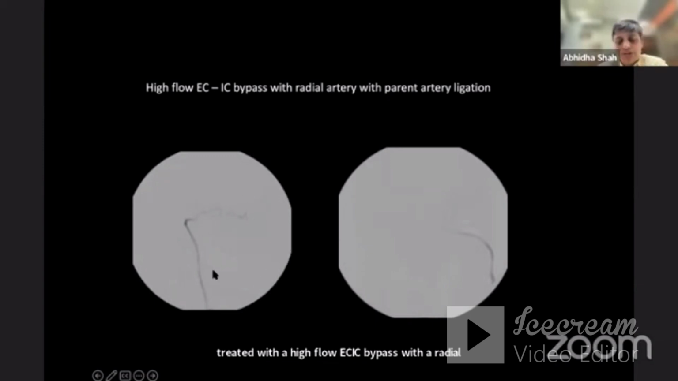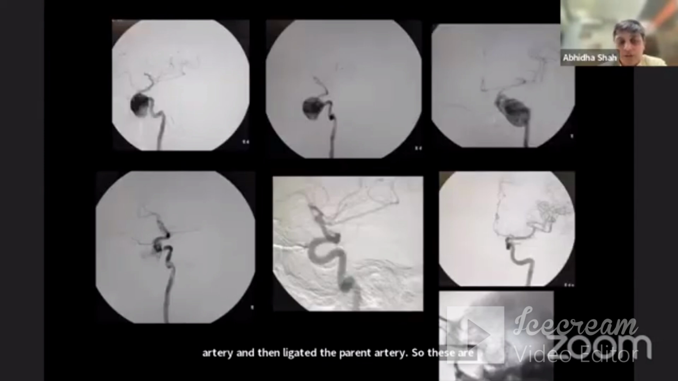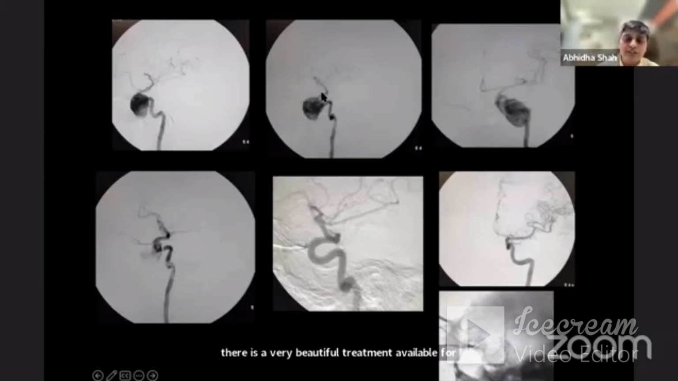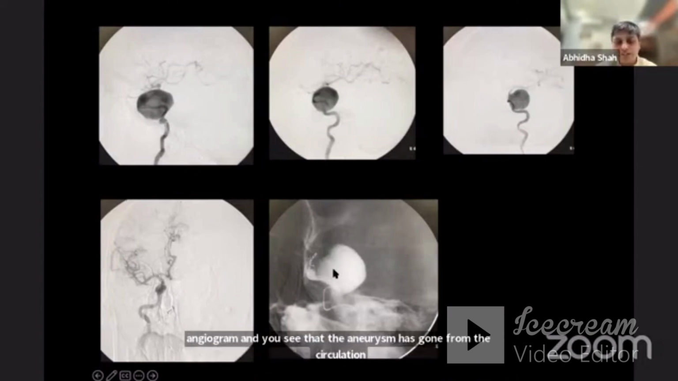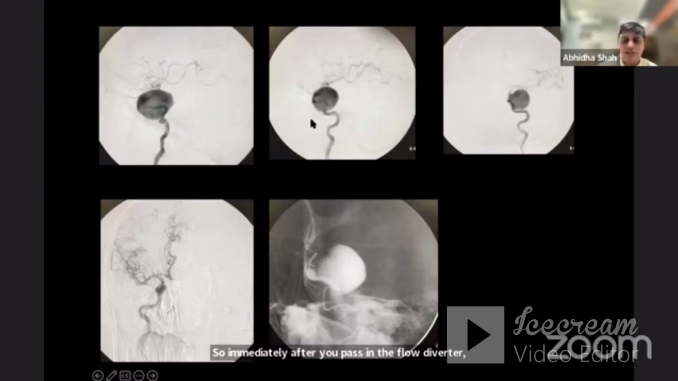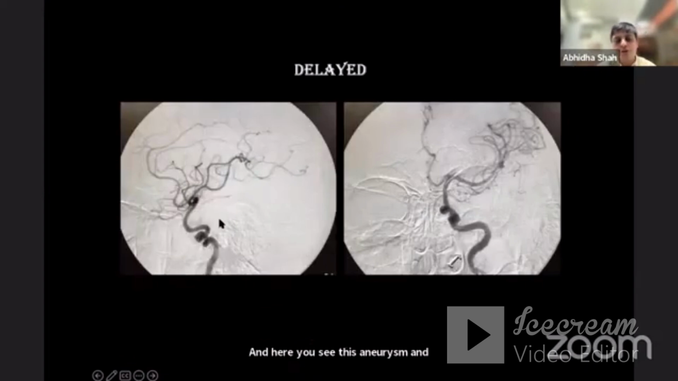So these are very old images. We don't do this kind of treatment anymore because there is a very beautiful treatment available for aneurysms of the cavernous carotid, and that is the flow diverter. This is how you should treat cavernous carotid aneurysms now in this era. You see this aneurysm and you just pass this flow diverter, and you can see the stent in this image. Here, this is the flow diverter, and this is a delayed image of the angiogram, and you see that the aneurysm has gone from the circulation. Immediately after you pass in the flow diverter, there is this stasis that you will see on the angiography run. And here you see this aneurysm, and this is a delayed image where you see the artery has reformed and the aneurysm has actually disappeared from the circulation.